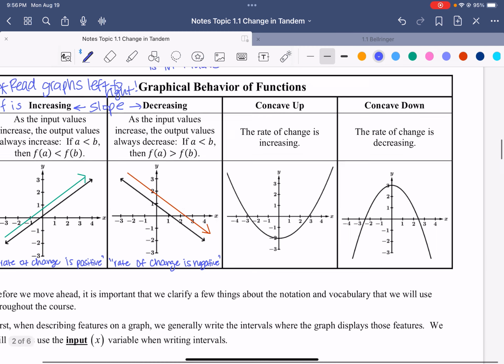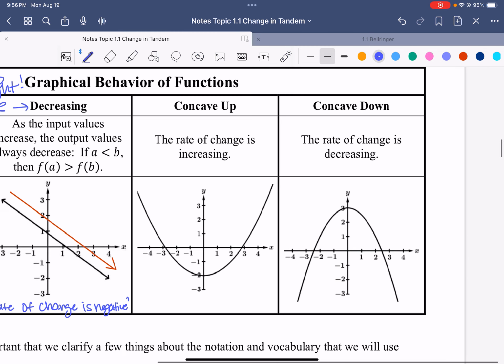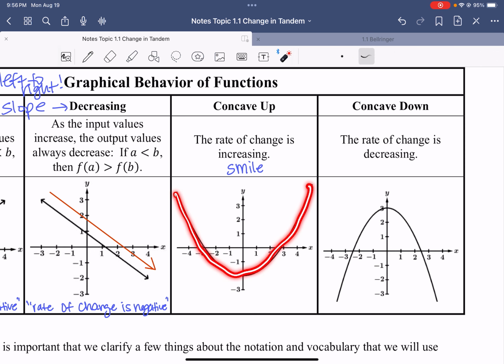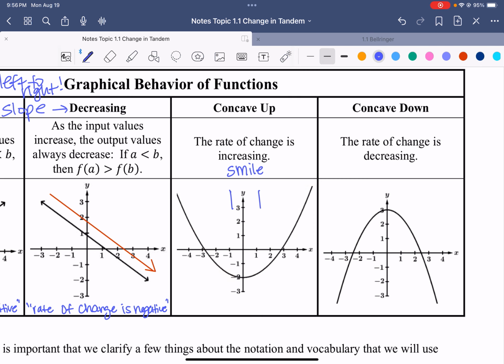Okay, so concavity, you probably haven't ever heard of this before. If your graph is concave up, that means that the rate of change is increasing. Graphically, that's going to look like a smile, like I told you earlier. So you see the smiley face here. If you were to add some eyes to it, you could see the smile a little bit better. For concave down, the rate of change is decreasing, and that's going to look like a frown. So if I add eyes there, you can see the sad face.